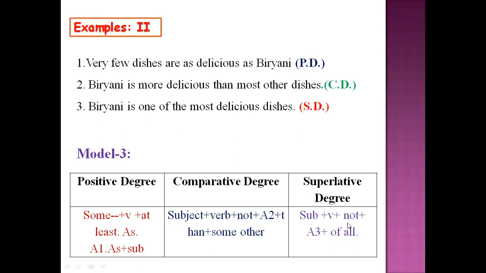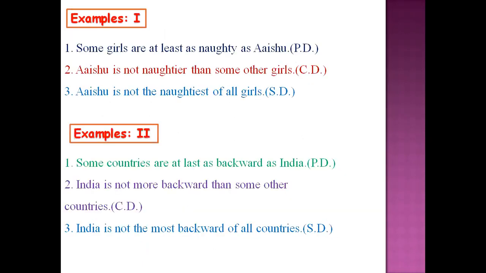Actually, this we used in model number 1 but excepting not. But in this model number 3, we use not. Subject plus verb plus A3 plus of all we normally see in model number 1, but when we add not here, then it is model number 3. Now we go for some sentences, then we can easily and clearly understand how these sentences are changed from one degree of comparison to the others.